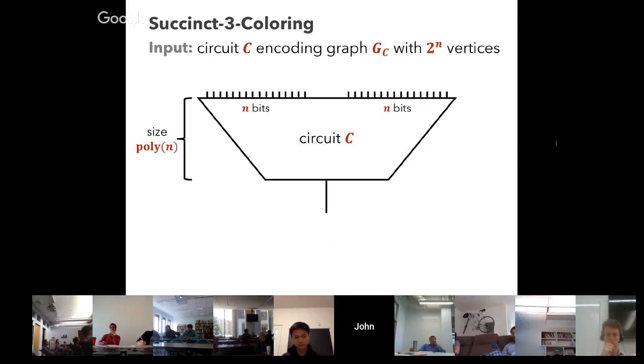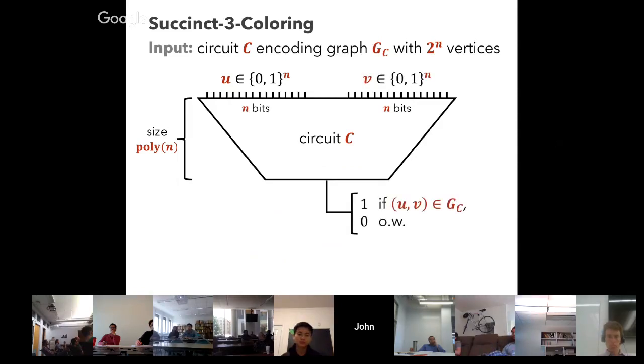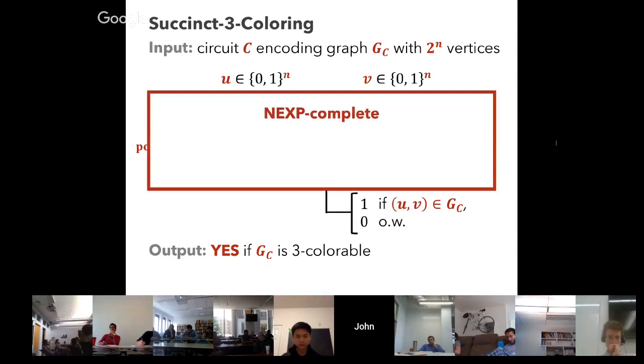The way it specifies the graph is as follows. Because your graph has 2 to the n vertices, they're in one-to-one correspondence with the n-bit strings. So if I want to know if u and v are connected in my graph, I plug in the n-bit encoding of u on the left and the n-bit encoding of v on the right, and then I check: does my circuit output 1 or 0? If it outputs 1, then I know that u and v form an edge of my graph. The output should be yes if my exponentially sized graph is 3-colorable. The idea is to give the prover an efficient way of querying this very large graph, an efficient representation even though the graph itself is quite large. As I said earlier, this is NEXP-complete.